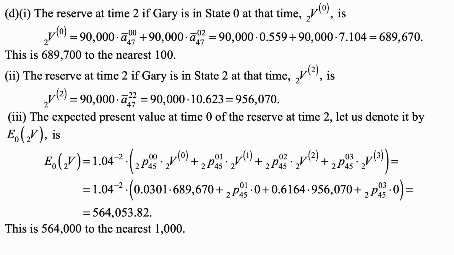The data for this is in the table given in the problem, or we just calculated it. And that's approximately 564,053.82. This is 564,000 to the nearest 1,000.